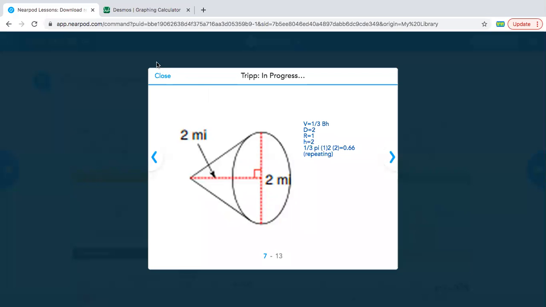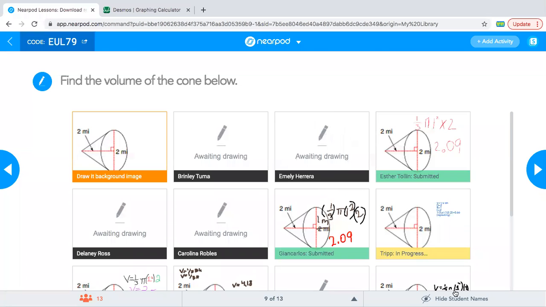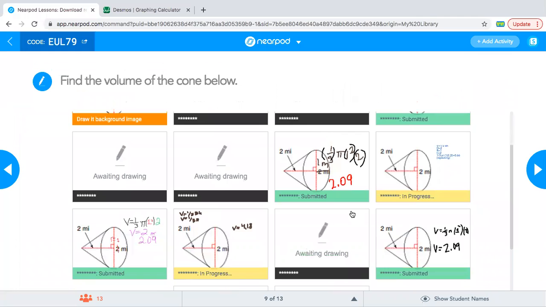Ooh. Sorry, I meant to hide the names. My bad.